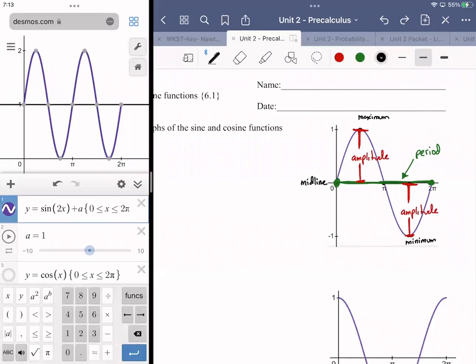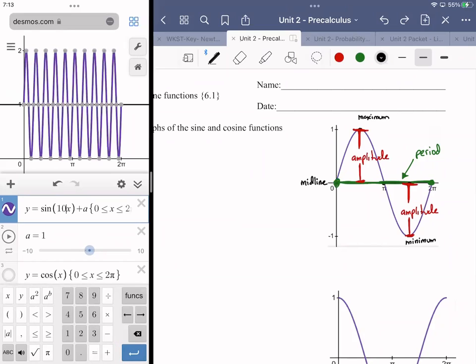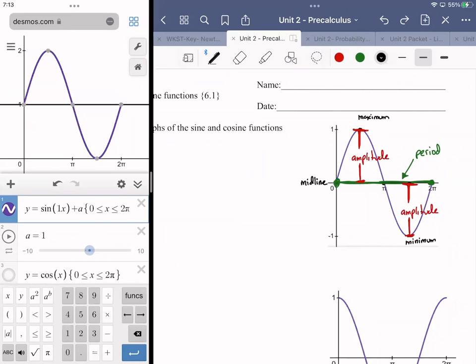Just pop in a 2 here. That would be a frequency 2. Right? You have 2 full sine waves over the same distance. If I put a 10 there, 10 full sine waves. If you go the other way and have half of a sine wave, all right, half of a sine wave over the same distance. All right.